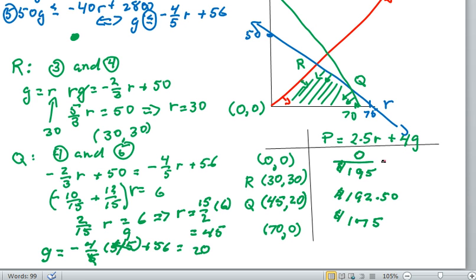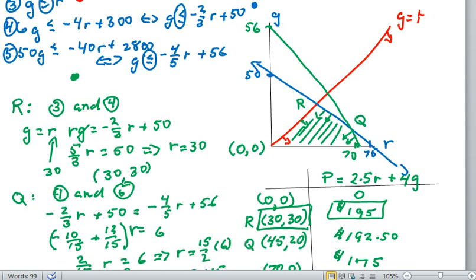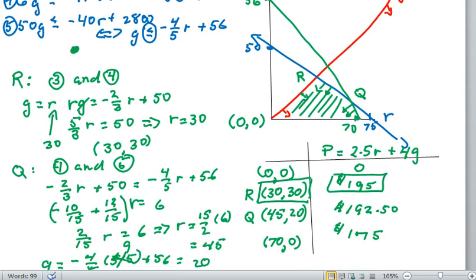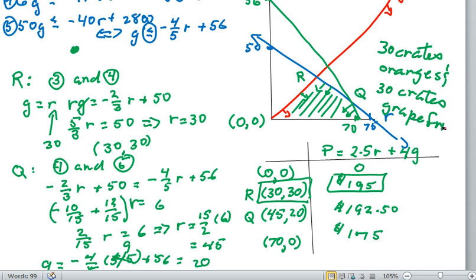So the maximum appears to occur at 30, 30, and so in order to maximize the profit, we would have 30 crates of oranges and 30 crates of grapefruit. And that would be our answer.